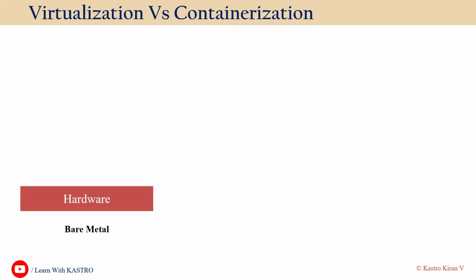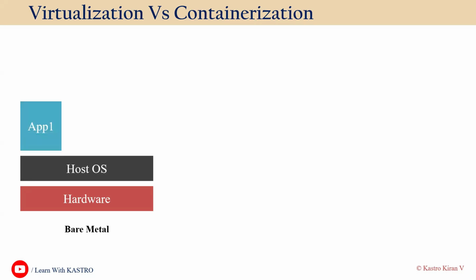And on top of the hardware components, we'll have the operating system. That operating system is known as the host operating system. Now, on top of the host operating system, we are going to install the different applications that are required for us in order to work with the applications. That's called a bare metal server.